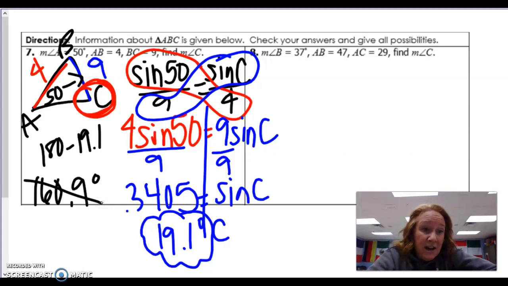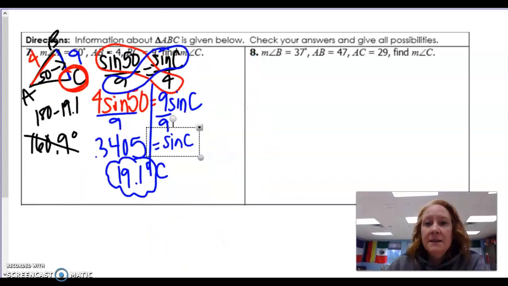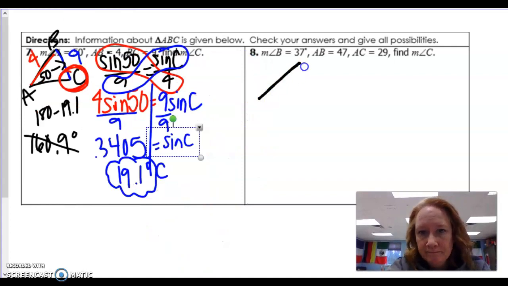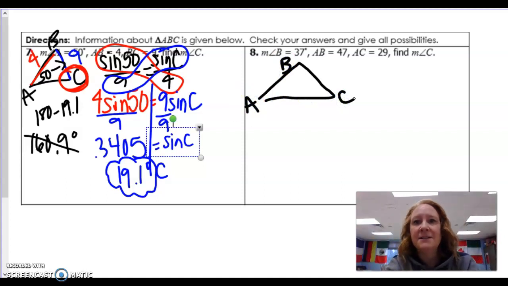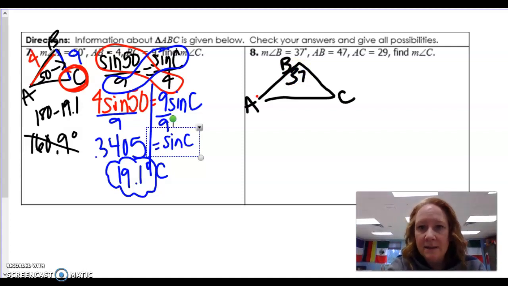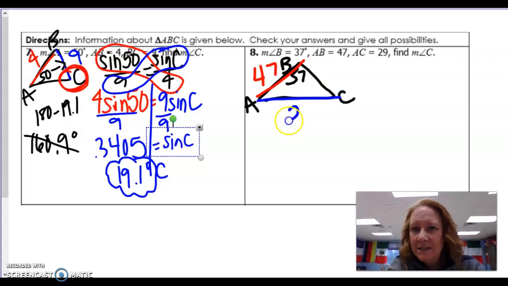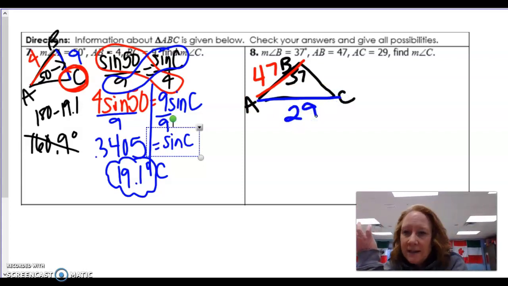Okay, let's try the second one. So I'm going to take all of these things and shrink them down. Let's draw the picture. A, B, C. This is obviously not to scale because it says B is 37, but whatever. I'm just looking for a picture to get my bearings. Then it says AB, that's right here, is 47. AC right here, that's across from the 37. That's 29. It's fine. I'm just trying to get my head around it.